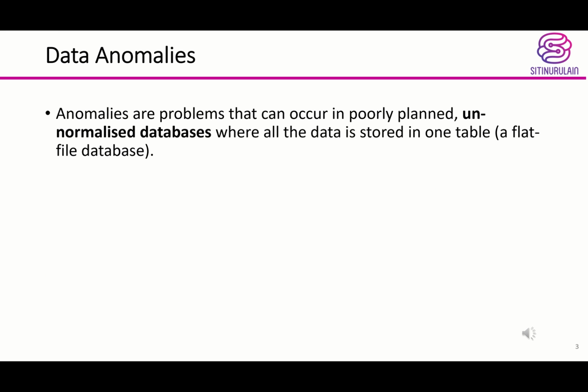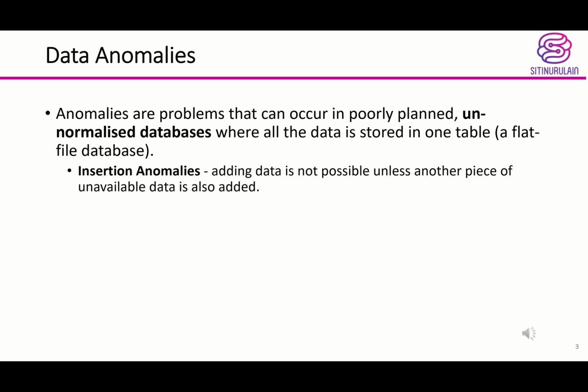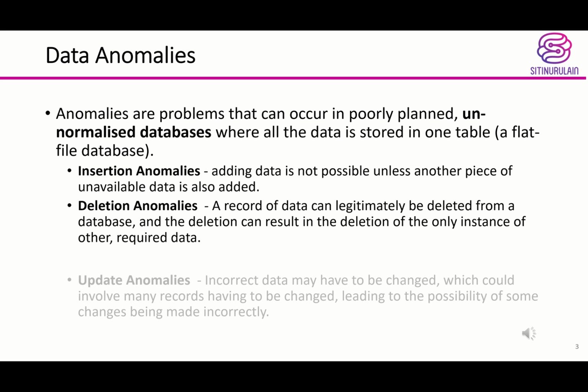Anomalies are caused when there is too much redundancy in the databases, that is, poorly planned, unnormalized databases where all the data is stored in one table, a flat file database. There are three types of data anomalies: insertion anomalies, deletion anomalies, and update anomalies.